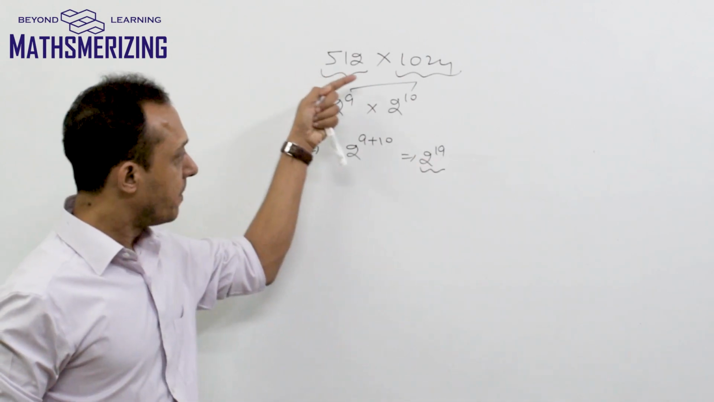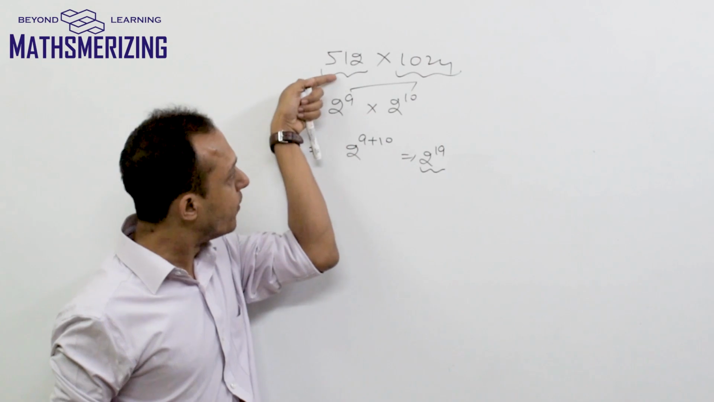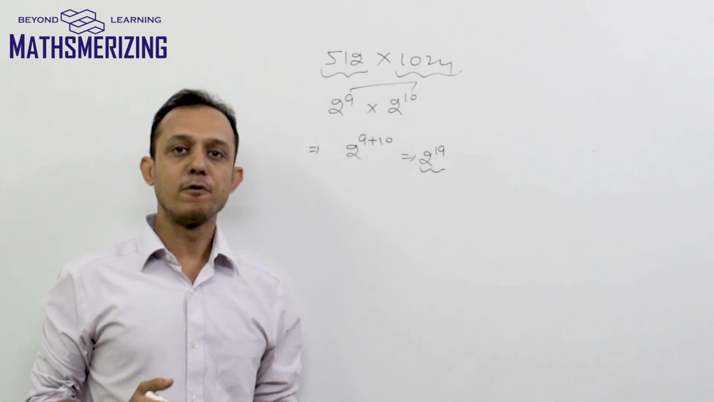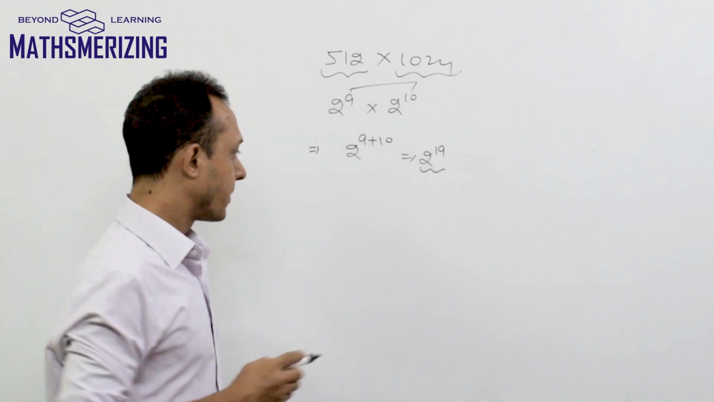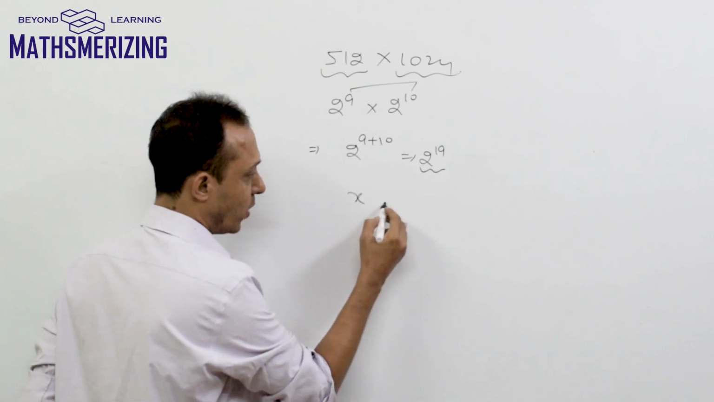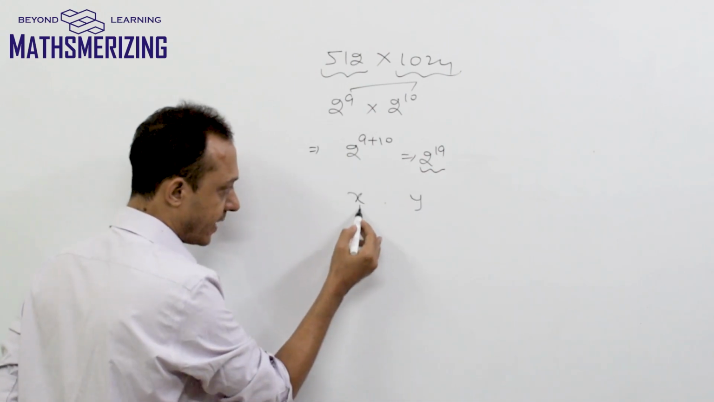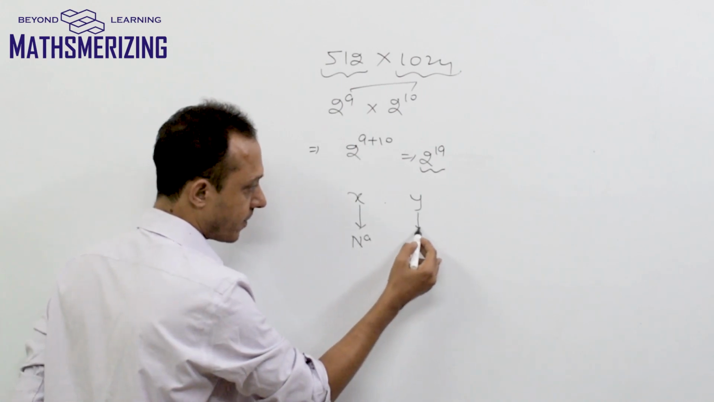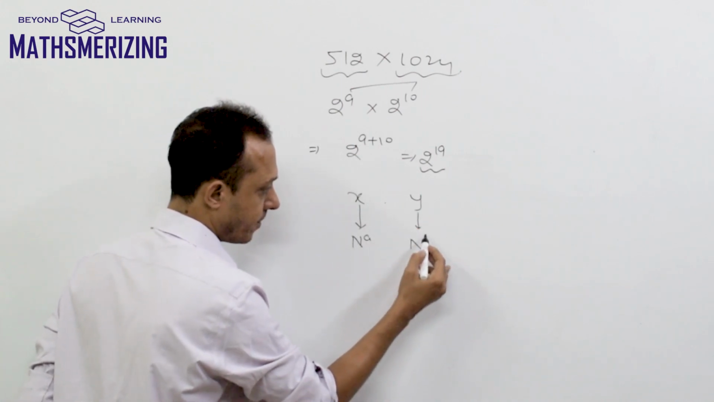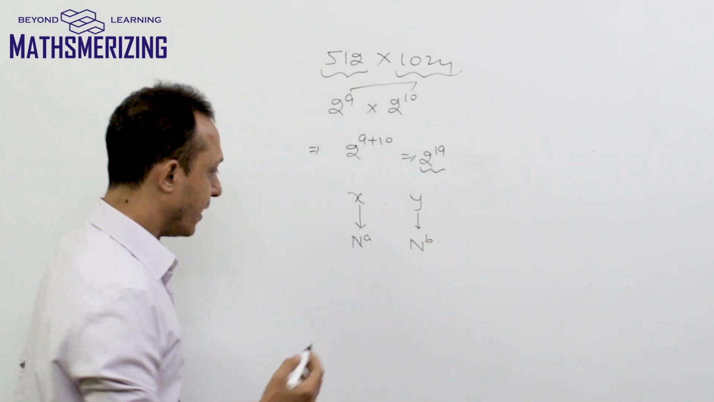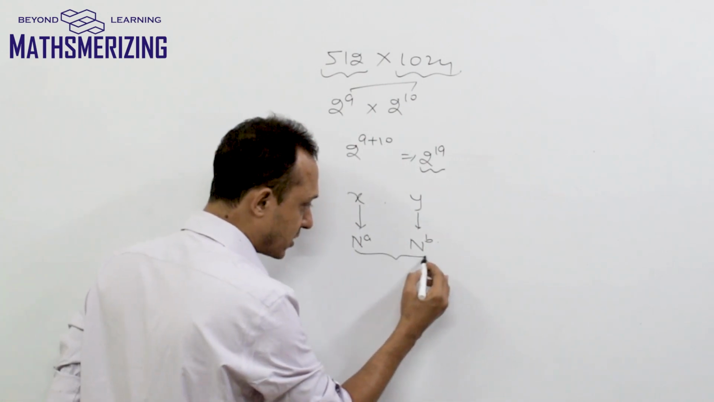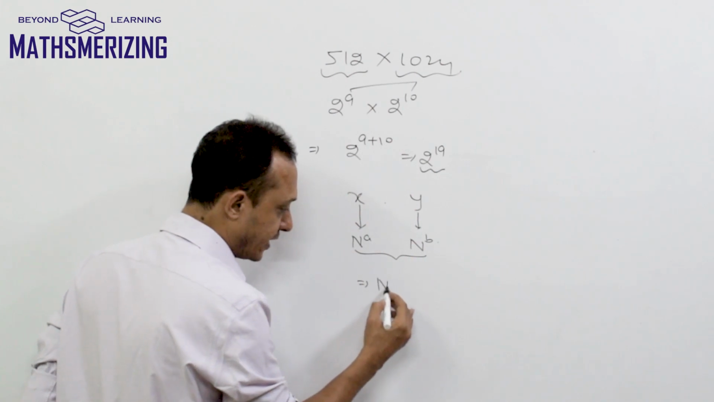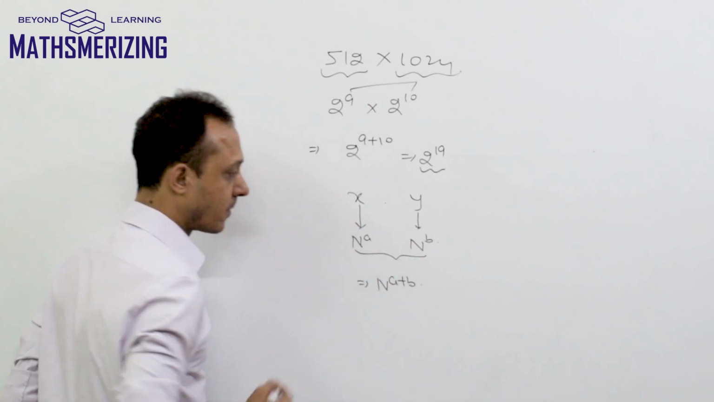Now in this case, this multiplication was simple because I was able to write both the numbers as exponent of 2. So John Napier said, if I have to multiply two numbers x and y, and if there is a way with which I can express this x as n to the power a, and I can express this y as n to the power b, then in order to multiply these two numbers, all I need to do is I'll just need to add the two powers.